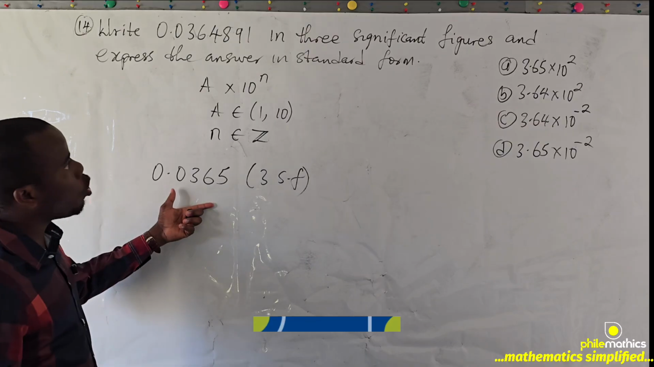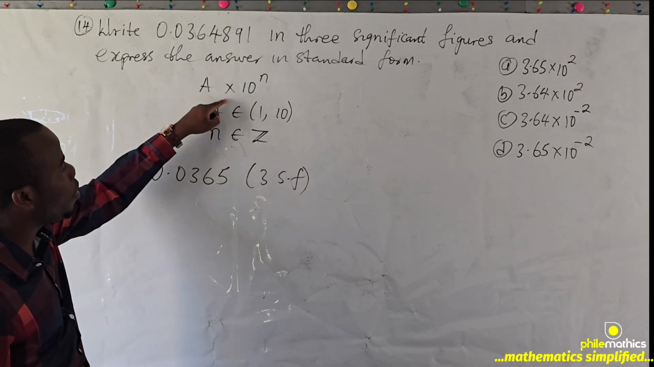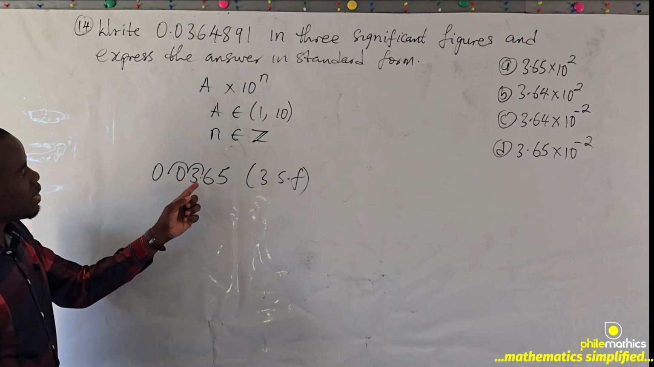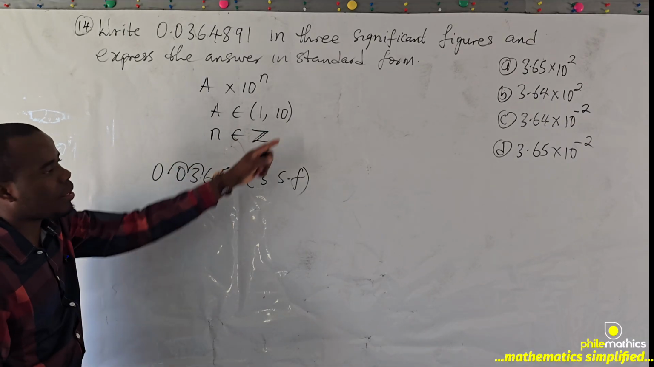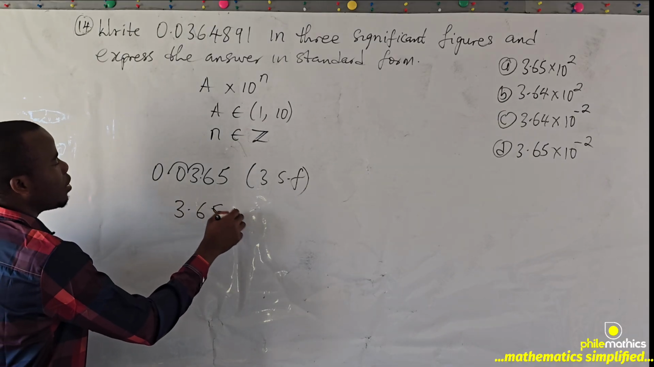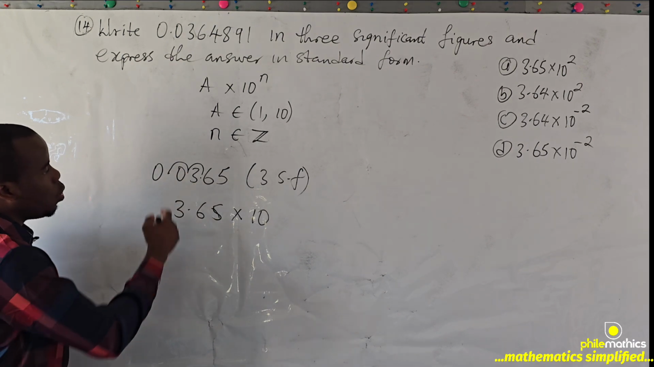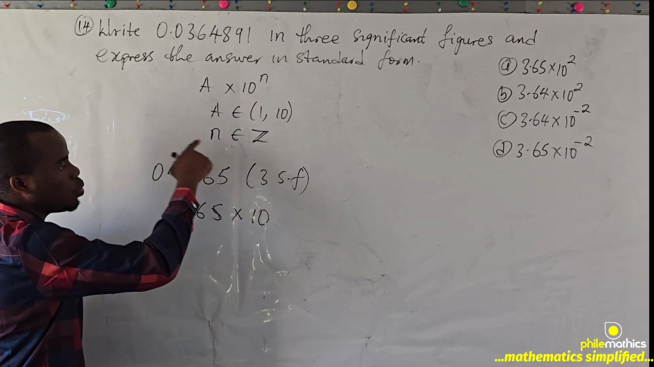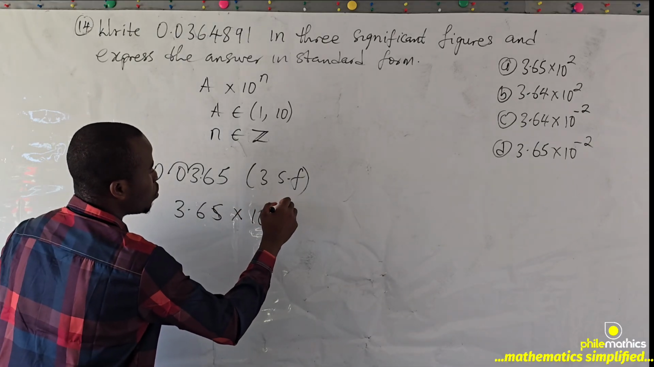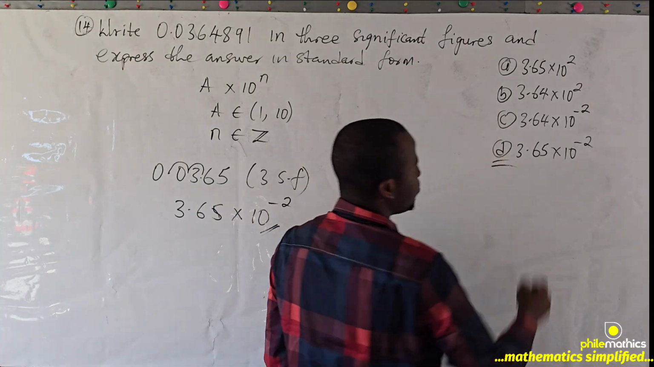But this is not where it stops. He said we should express our answer in standard form. So we have to put it in this form. So we take it 1, 2, such that this is where it is between 1 and 10. So it is 3.65 times 10. How many times do we move? 2 times. We move from left to right. It's negative, so minus 2. And so the correct option is D.